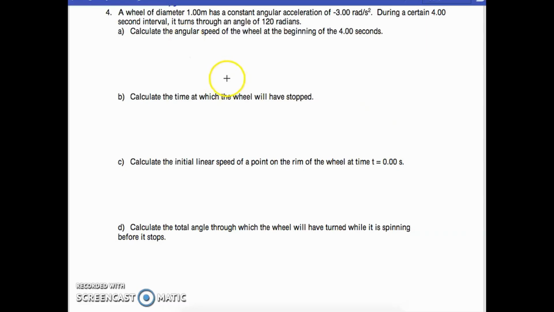All right, problems 4 and 5 of more Angular Kinematics problems. We have a wheel with a radius of 0.5 meter, and it has a constant angular acceleration. This negative indicates it's going to be slowing down, and it turns through 120 radians. This is a similar problem to a previous one in which a wheel turns for 120 radians, except this time it is slowing down. So, as long as the angular acceleration is constant, we can use our kinematic equations, and having a kinematic list will help us with that.